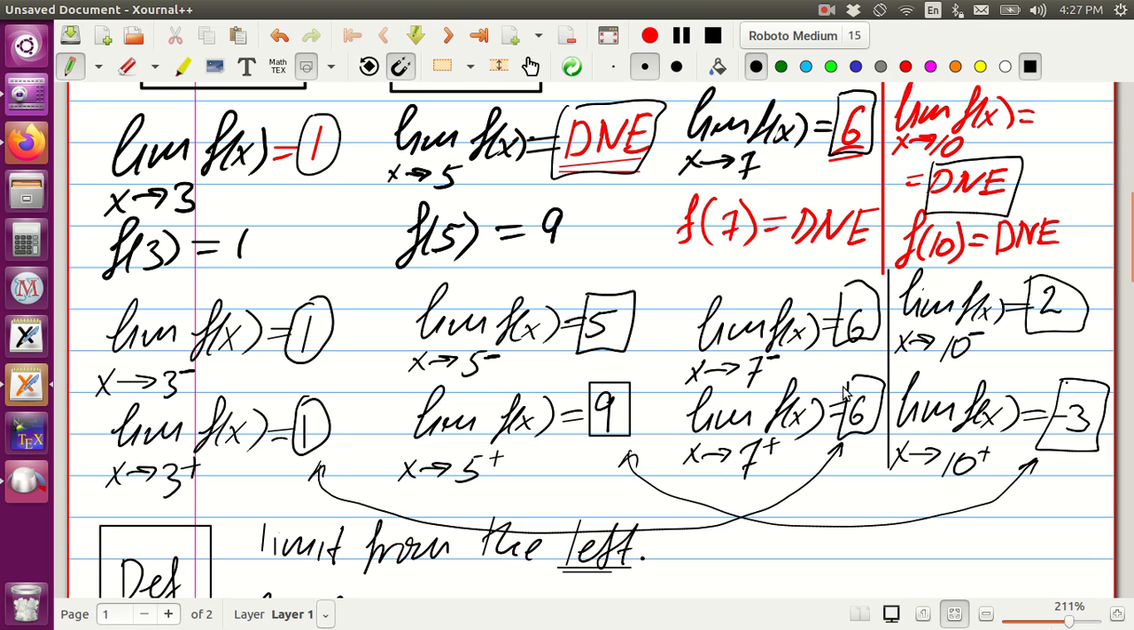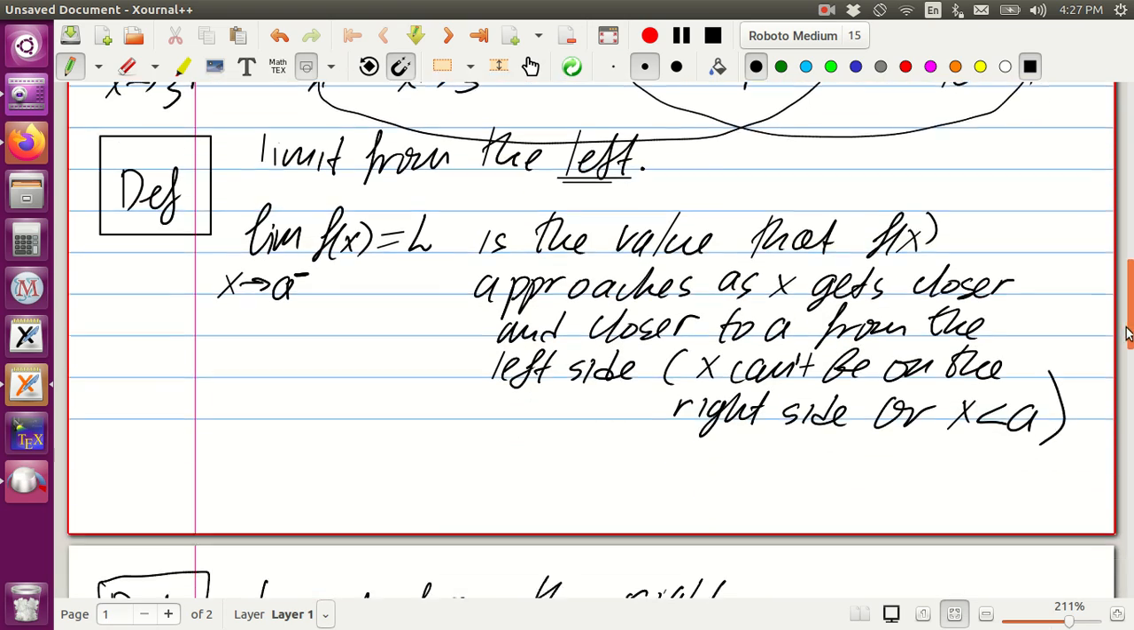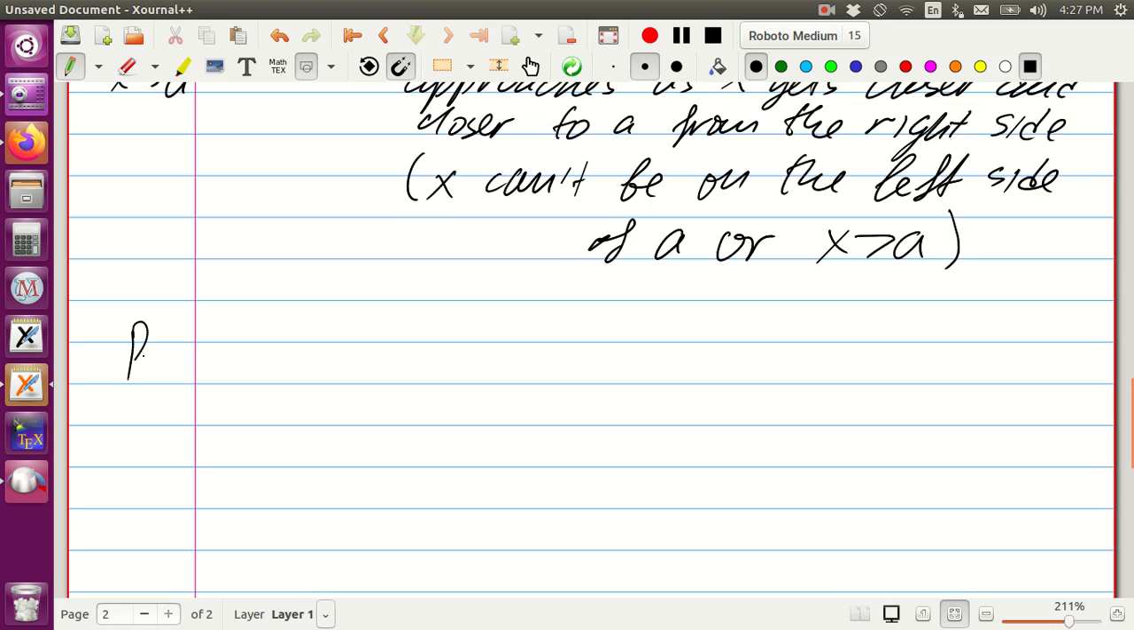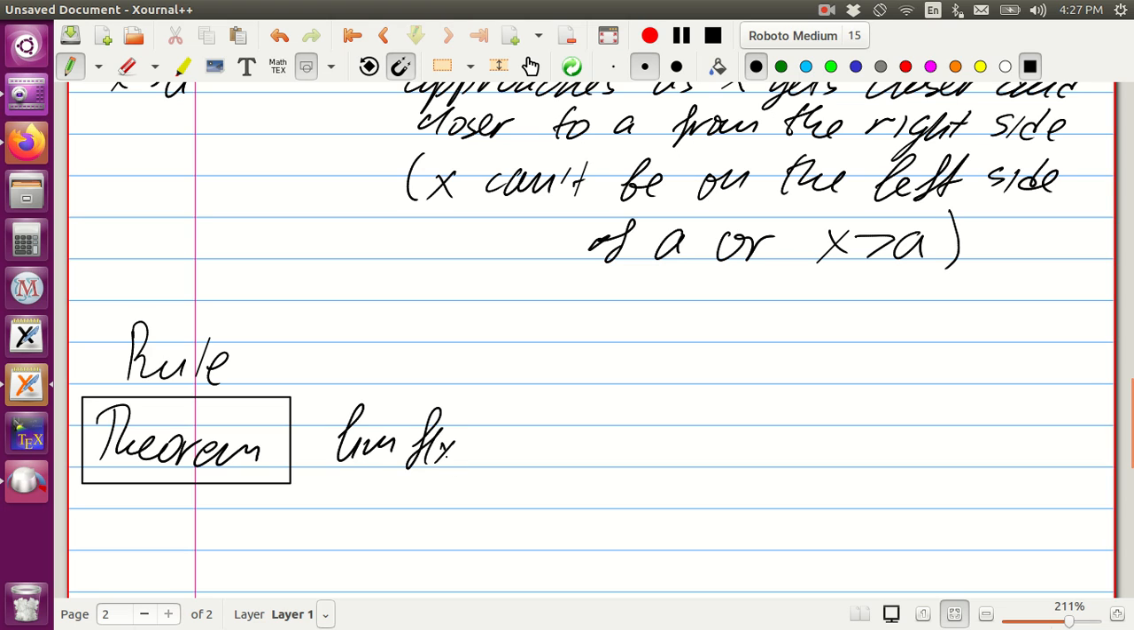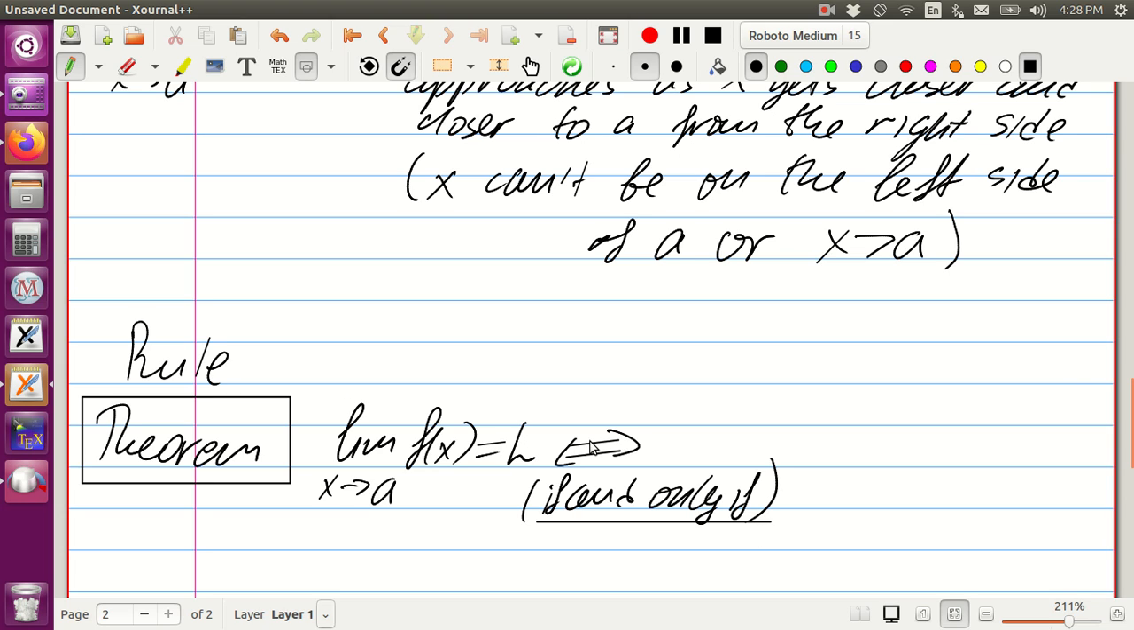So the main question that a mathematician would ask is, how do you write this rule? So the rule would be the theorem, right? So the theorem would be like this. We would like to capture this idea. So we will say limit of f of x when x approaches a is equal to L, and I put this special symbol which actually means if and only if, right? Instead of writing this bunch of words, just put this symbol.